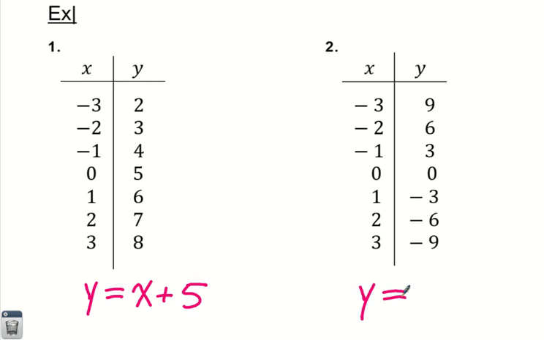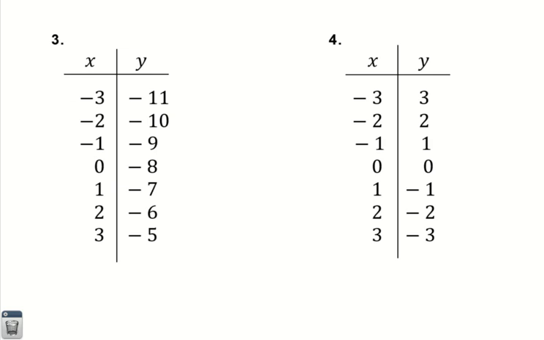For this one, it looks like what we're always doing is multiplying whatever x is by -3 for it to equal y. So this equation, y is always equal to -3 times x. And that would work for that one. Same idea, right? And I believe these are the final 2 examples. So why don't you just pause the video and do these final 2 before unpausing.